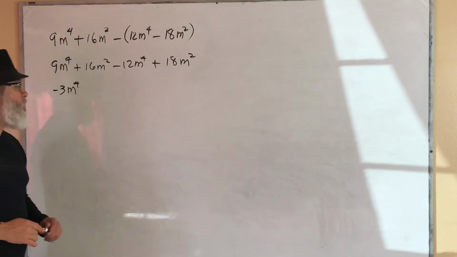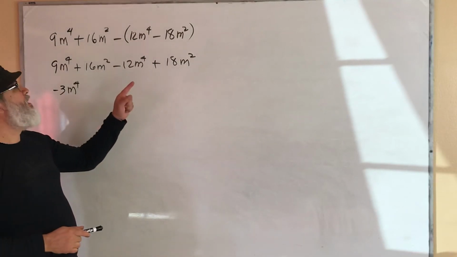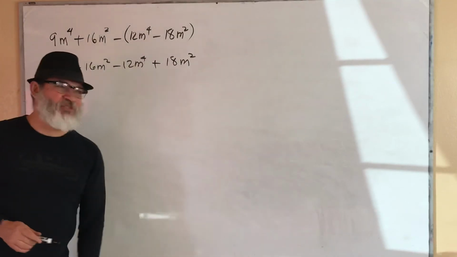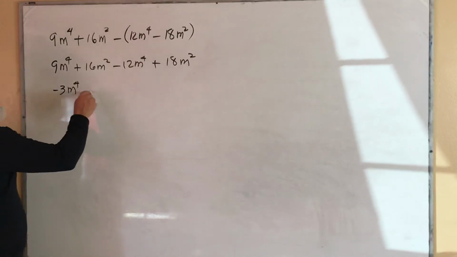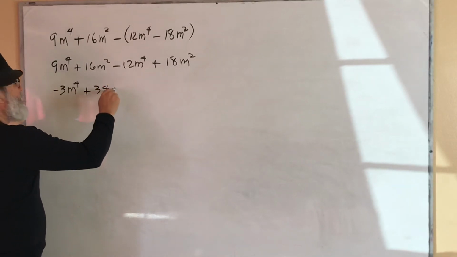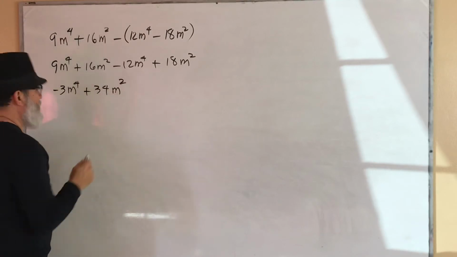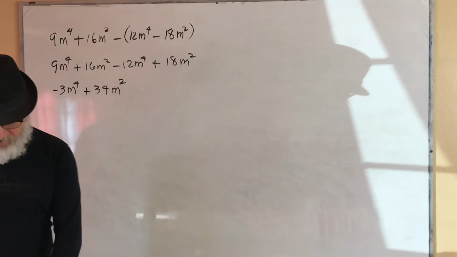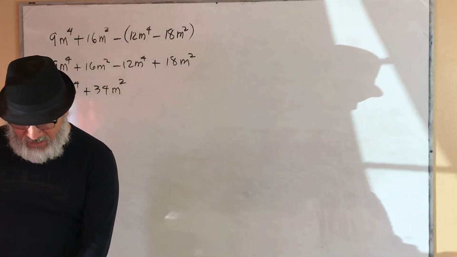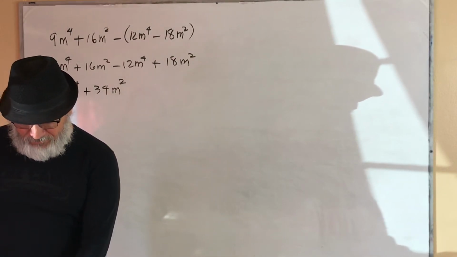16m squared plus 18m squared is 34m squared. Okay. All right. Good. Nice. Okay.